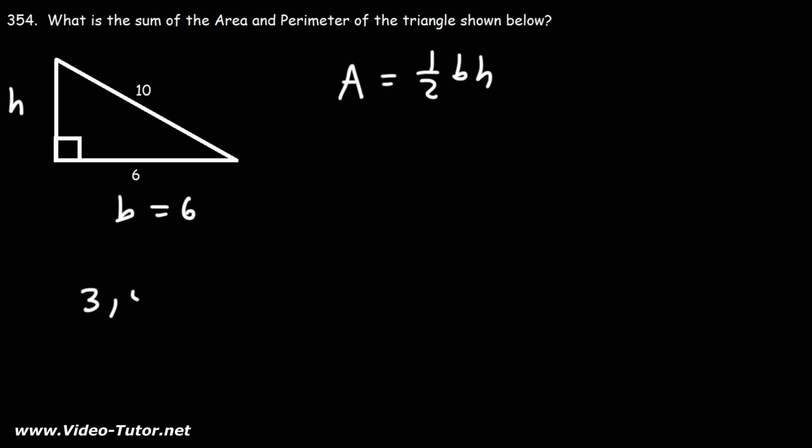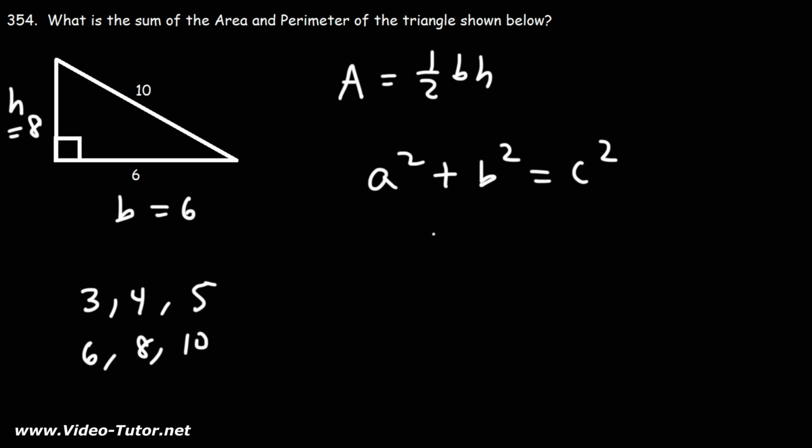Now, we are familiar with the 3, 4, 5 right triangle. If you multiply it by 2, you get the 6, 8, 10 right triangle. So the hypotenuse is 10, this is 6. That means that the height has to be 8. And we could confirm that with the Pythagorean theorem.